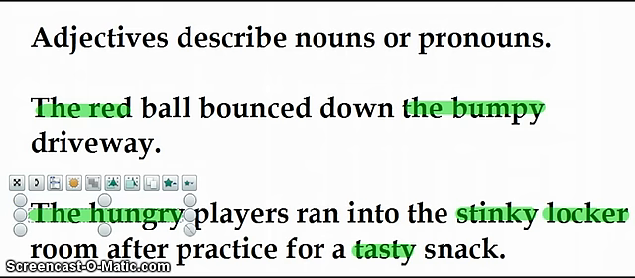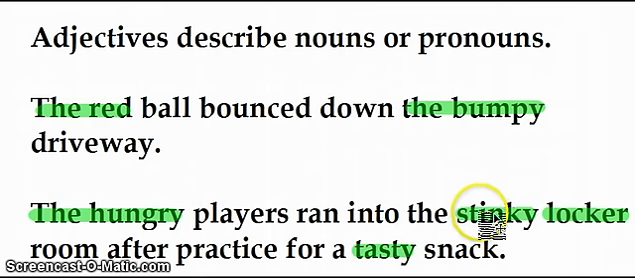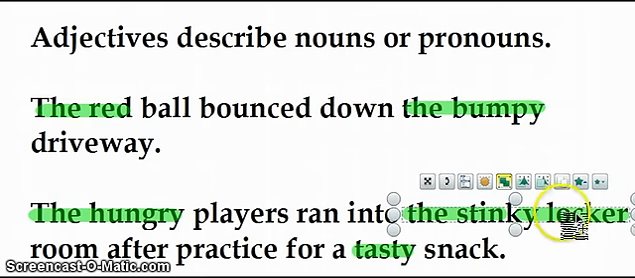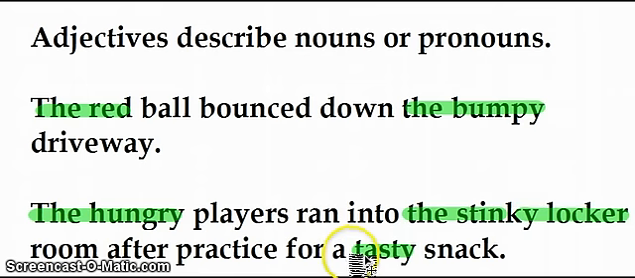The hungry is describing the players. The stinky locker is describing what type of room it was. It's a stinky locker room. And a tasty is describing snacks. So the are the articles that are adjectives, but also these describing words: red, bumpy, hungry, stinky. Locker is describing what type of room it is. If we just took the describing adjectives away, we would still have sentences.